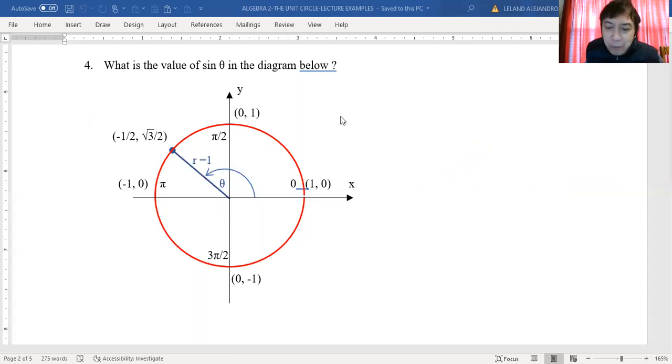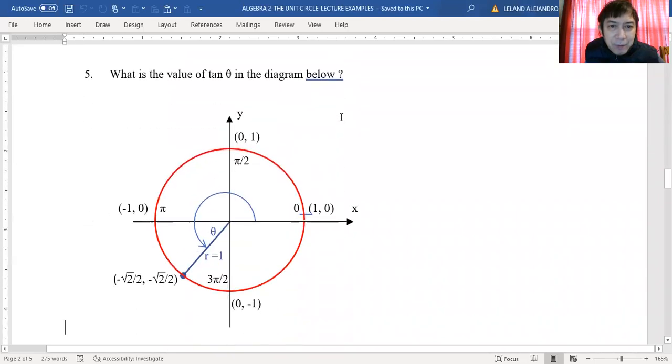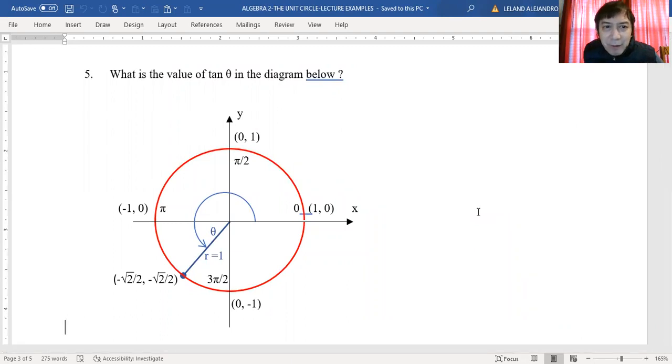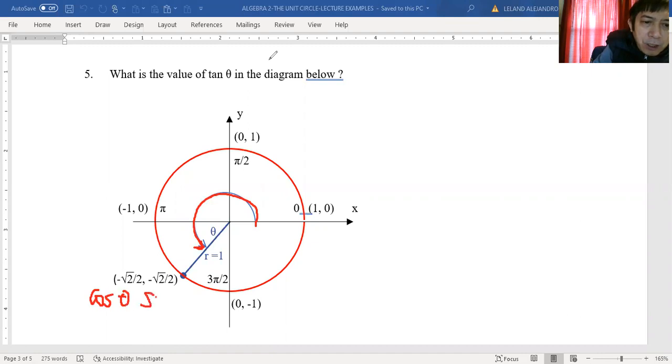All right, so number 5 will be over here with a diagram again. What is the value of tangent theta in the diagram below? First, we will find where the angle theta is. So this is actually from here going there. The angle theta, the terminal side is on the 3rd quadrant. And you can see the coordinates x and y there. This is actually the cosine, and this is the sine.